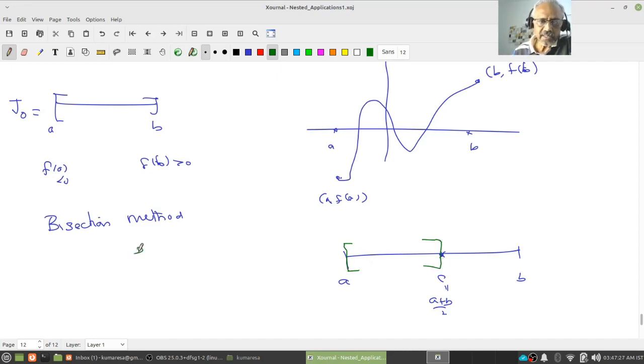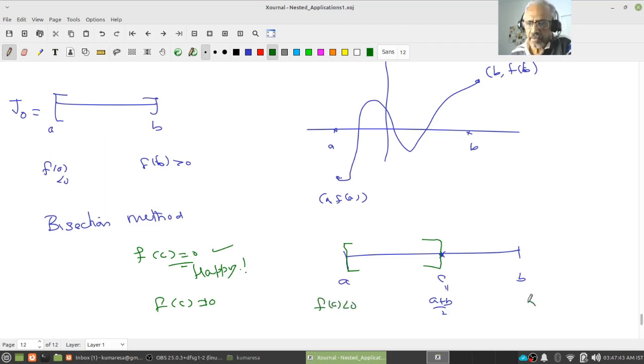Now what are the possibilities? f(c) may be 0, in which case I am happy. I already proved the result. Suppose f(c) is not equal to 0. Then f(c) may be positive. Here f(a) is negative and f(b) is positive. Suppose f(c) is positive. Then let us look at the interval a to c. At one endpoint, namely a, f(a) is negative. At the other endpoint, f(c) is positive. But the interval is half of the original size.